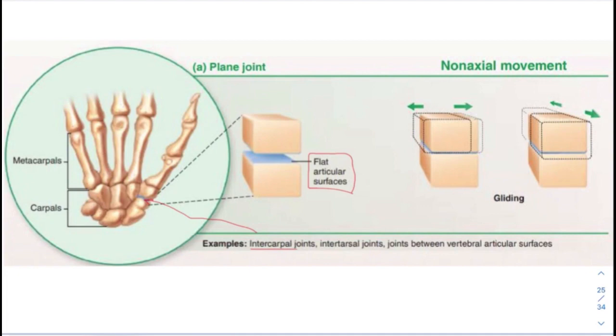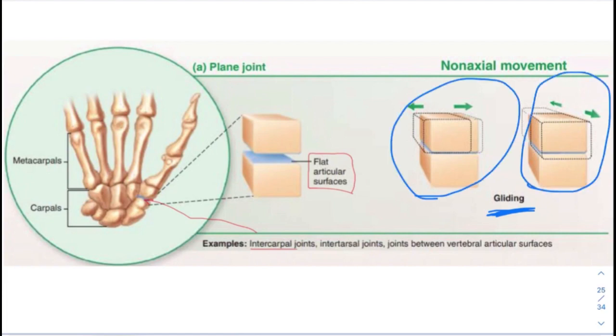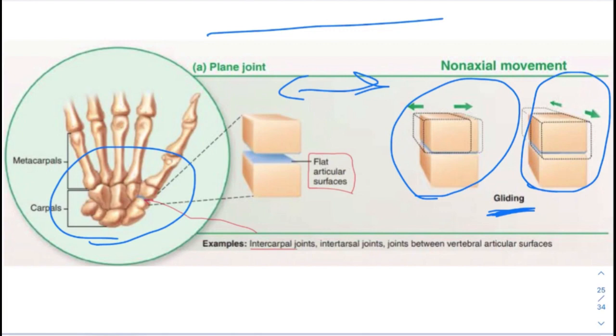The action permitted by plane joints is a gliding movement. Basically what you see here. It's non-axial movement. So all the movement occurs in this plane, okay? Like on the horizontal plane. So they call it non-axial movement. And then an example of this is the intercarpal joints. Right here we have the carpals, and then the joints between them are the intercarpal joints. So that's an example of a plane joint, and they allow gliding movement. Another example would be the intertarsal joints.